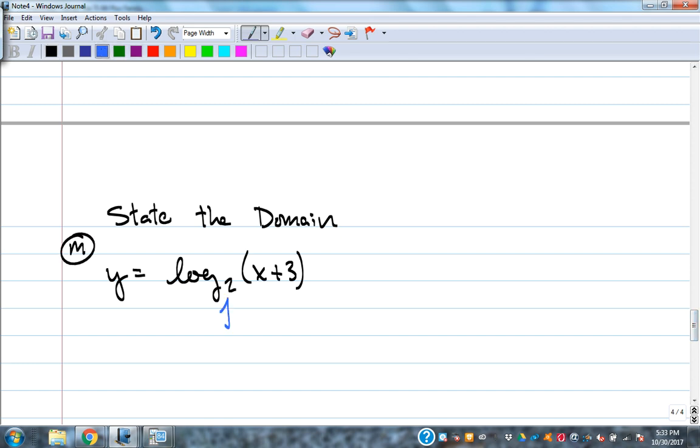No matter what this base is, that doesn't matter at all. You can put anything there. We're going to take whatever we're taking the log of and set it greater than 0, because we cannot take the log of a negative number, so we need it to be positive. We can also not take the log of 0. So we just set it greater than 0, and that takes care of that. And if we solve that, we're going to find our domain.